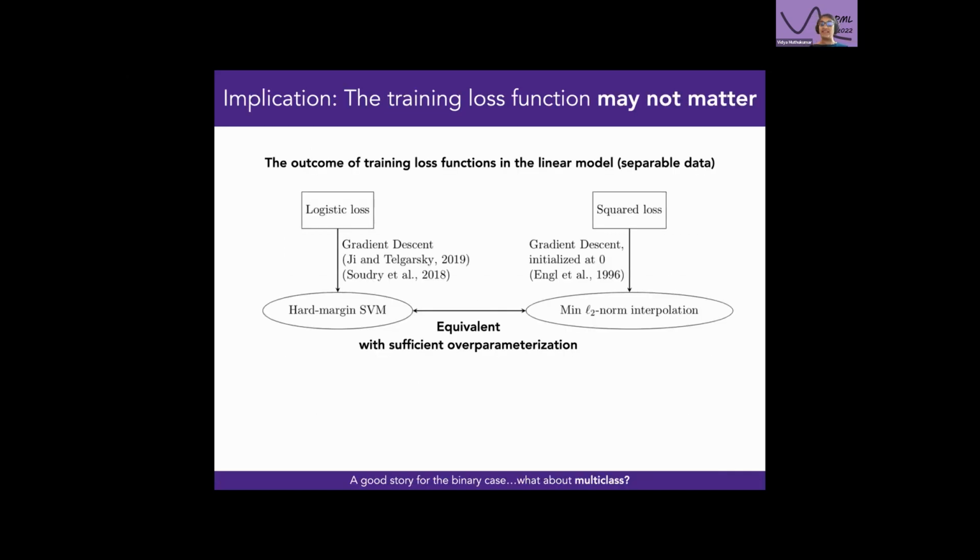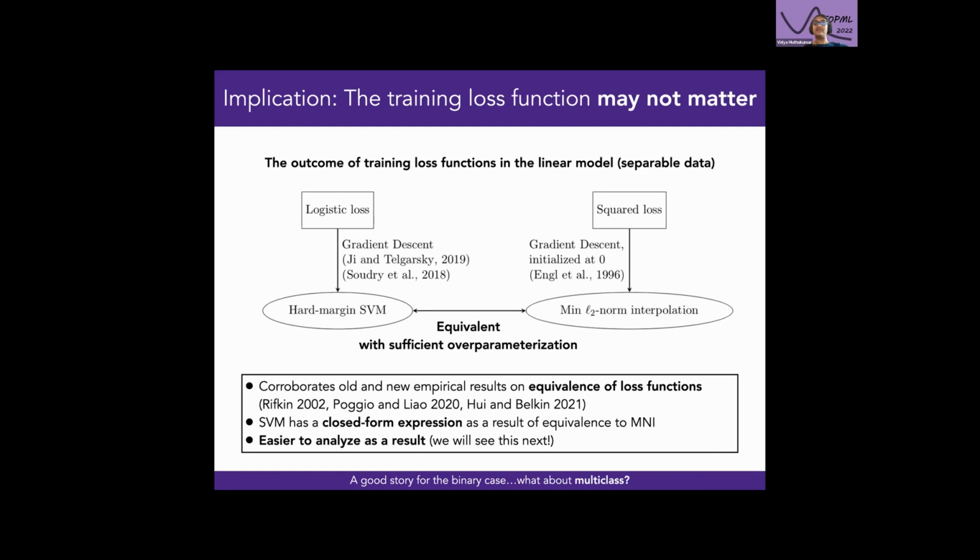So the overall implication of this type of result is that, in fact, the training loss function may not quite matter. And that's just a consequence of all of the equivalences that I have mentioned through this talk. Logistic loss leads to SVM and squared loss leads to MNI. And we have shown that these are, in fact, equivalent with a sufficient amount of overparameterization. So just to reiterate, these corroborate old and new empirical results. And in the next part of this talk, we're going to see some nice implications of this equivalence.